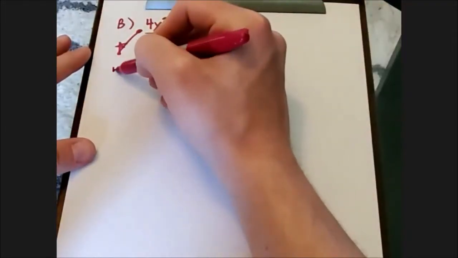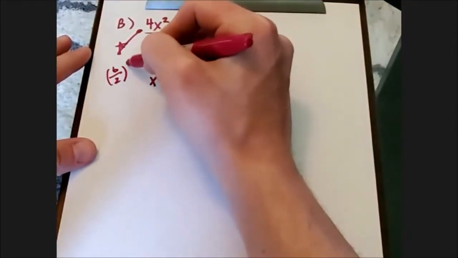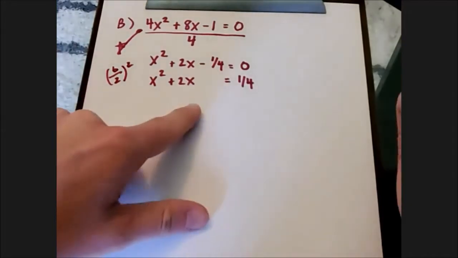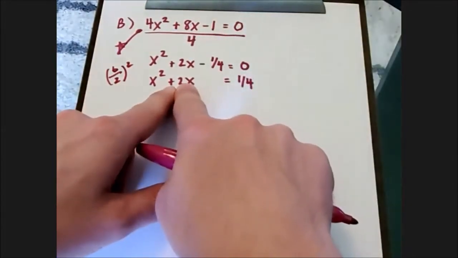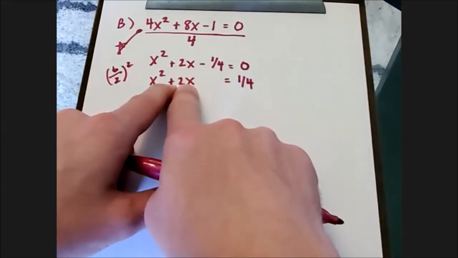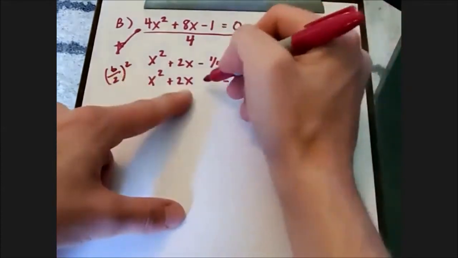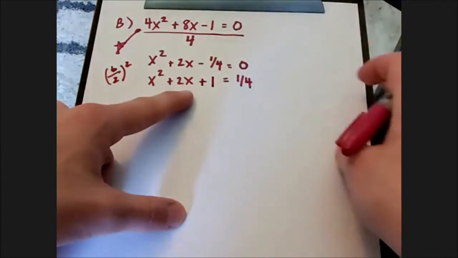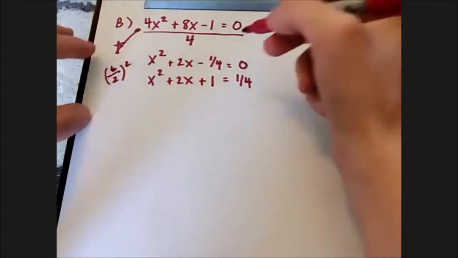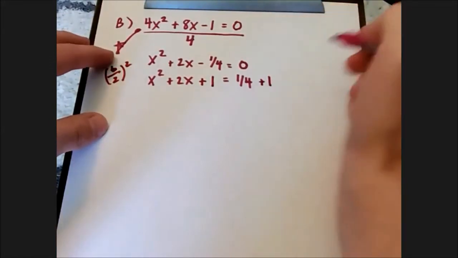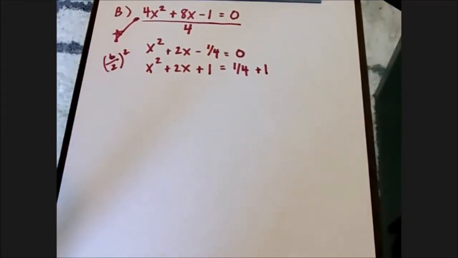I'll remind you again, it's half of b squared. And our problem now, our b used to be 8, but remember we forced it. Now our b is 2. If we half 2, we get 1, and 1 squared is still 1. So I'm going to put a plus 1 in that gap. And then to keep our equation balanced, we have to make sure we add 1 on the right-hand side as well.